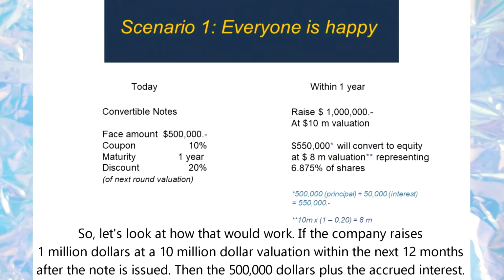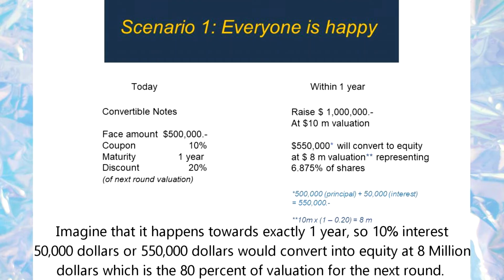If the company raises $1 million at a $10 million valuation within the next 12 months after the note is issued, then the $500,000 plus the accrued interest would convert. Imagine it happened at exactly 1 year. So 10% interest, $50,000. So $550,000 would convert into equity at an $8 million valuation, which is 80% of the valuation in the next round.